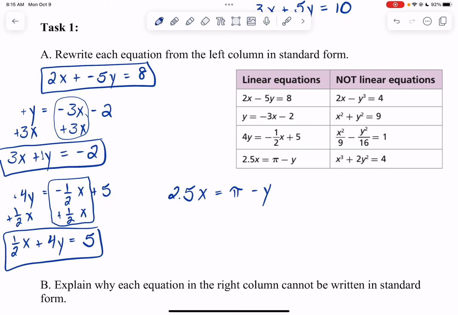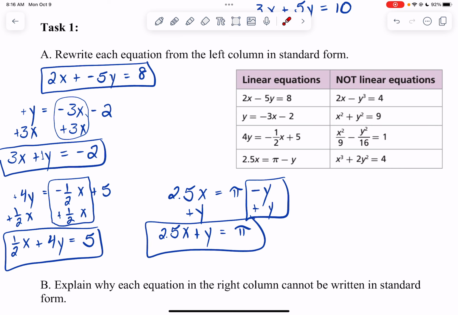as my X. It's a negative Y, so I'm going to add a Y to both sides. So on my left side, I have 2.5x plus y. Minus y plus y is 0, equals pi. There, now that one's done. My A is 2.5, my B is 1, and my C is pi. Okay, so now I have them all written in standard form.